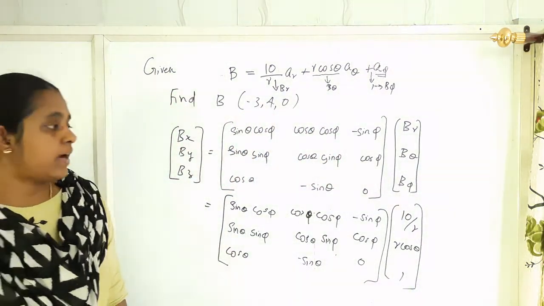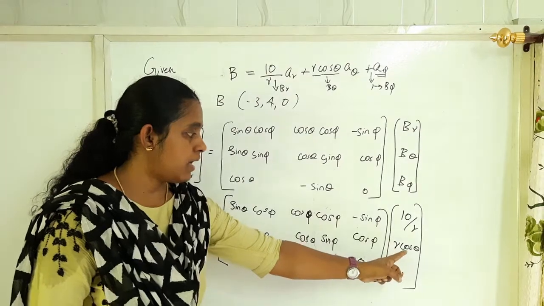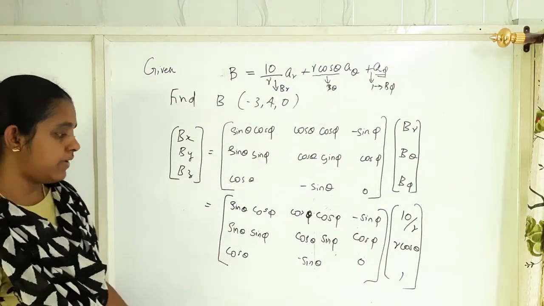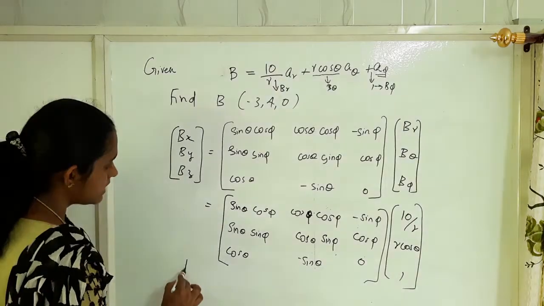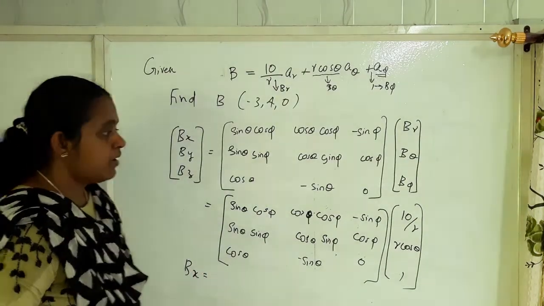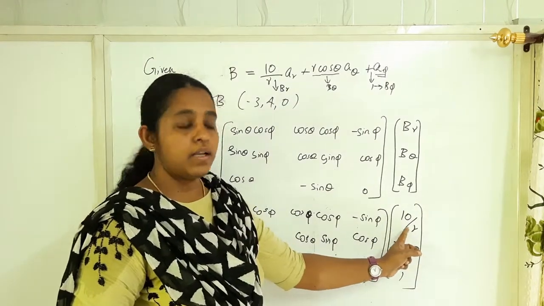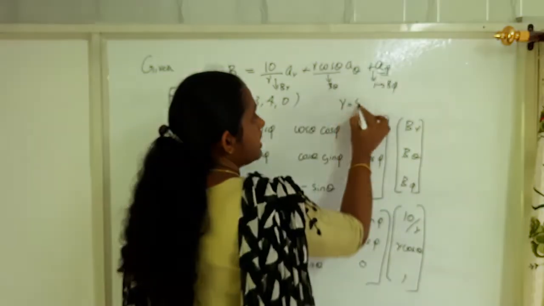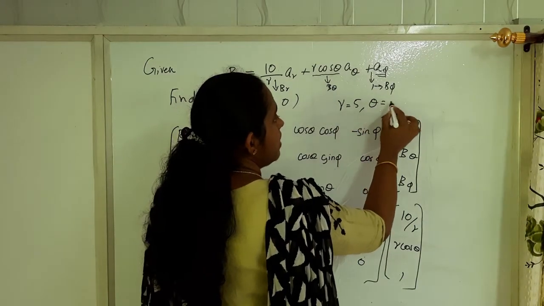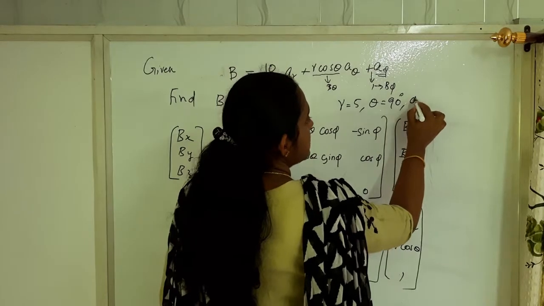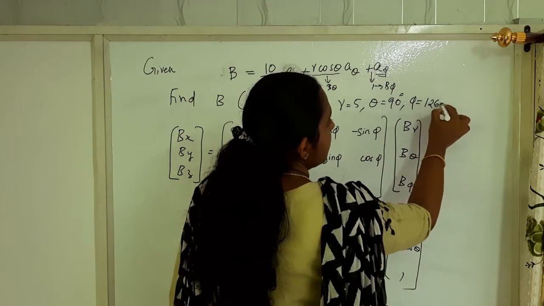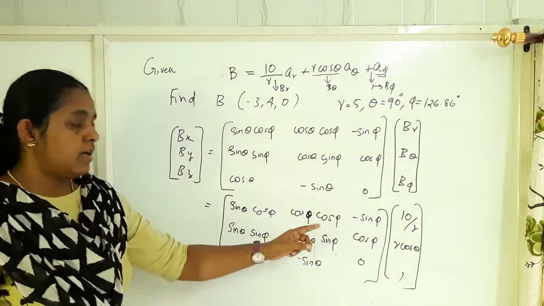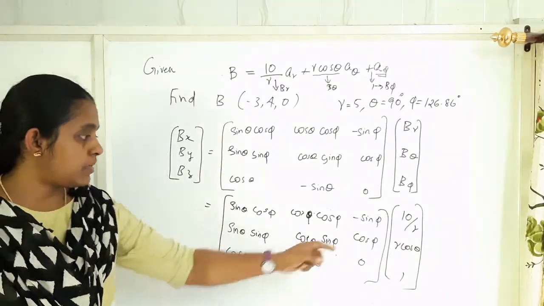Now we substitute the values of R and theta here, and we can find the answers for Bx, By and Bz. We already found that R is equal to 5, theta is 90 degrees, and phi is 126.86 degrees. We substitute all these values in this transformation matrix.